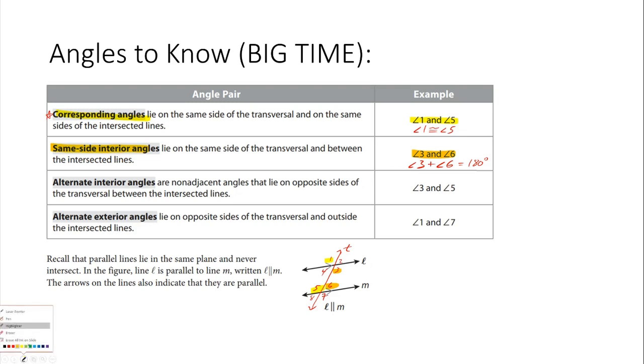All right, so highlighter. Let's pick a green. All right, alternate interior angles. So they're basically non-adjacent. That means they're not across from one another. That lie on the opposite side. So key thing there is opposite sides of a transversal between the intersected lines.